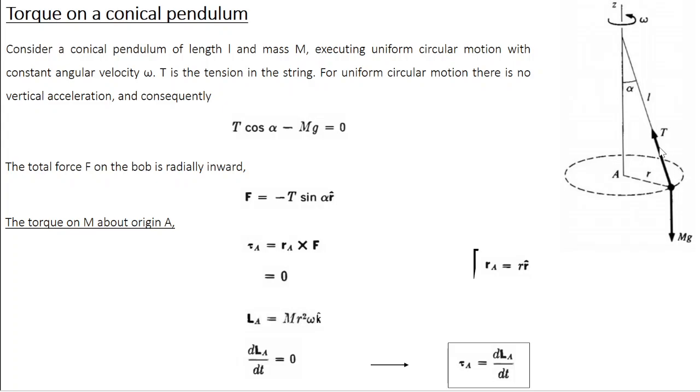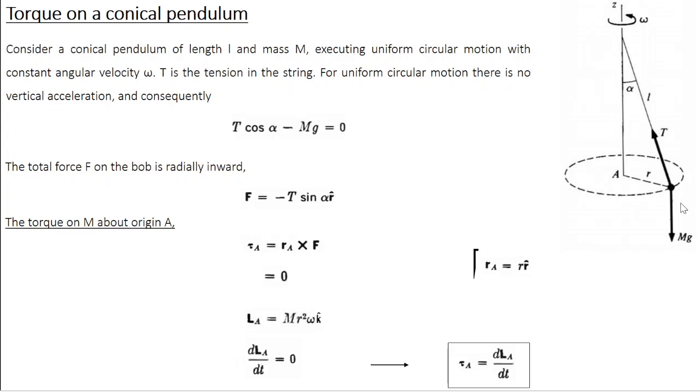And you can resolve this tension into a horizontal and vertical component. This angle is alpha, so this is going to be 90 minus alpha. So the horizontal component is T sine alpha, and the vertical component is going to be T cos alpha.